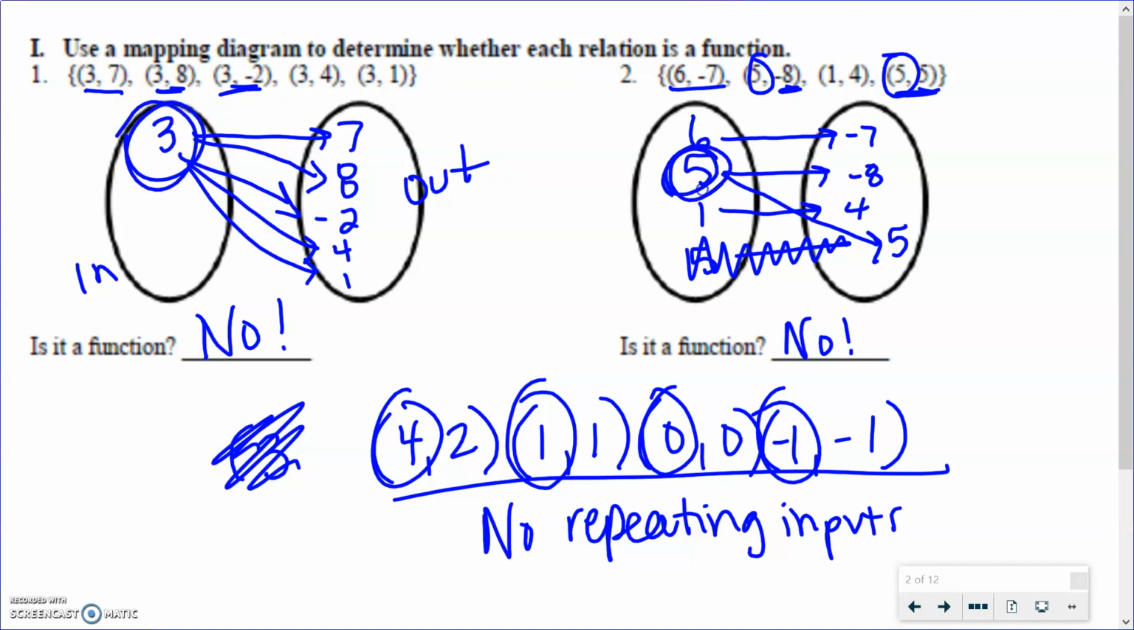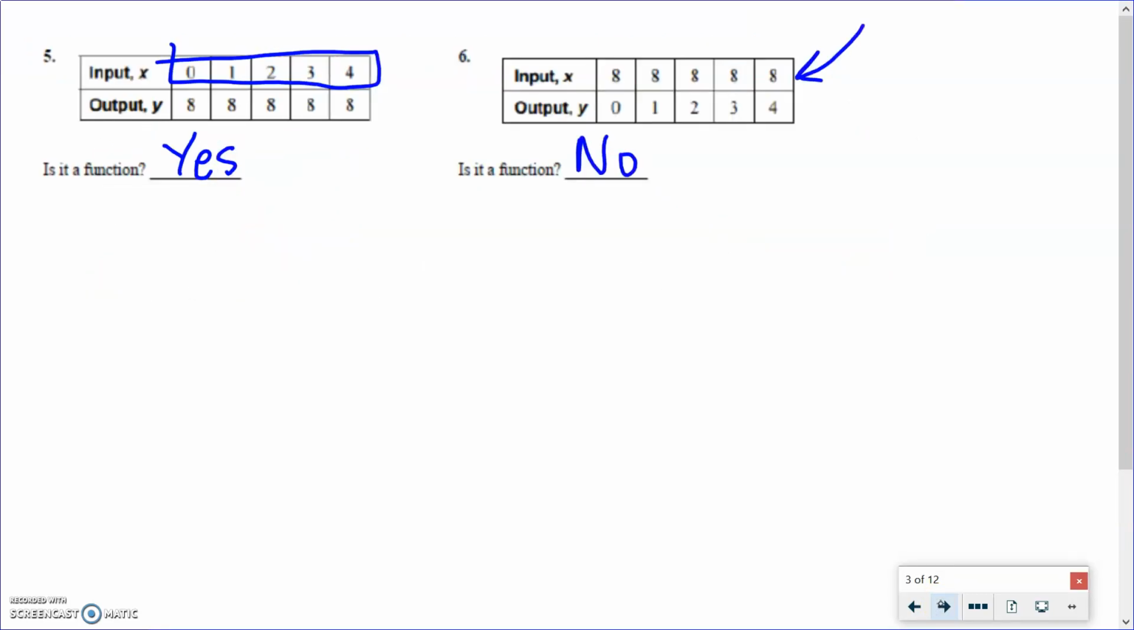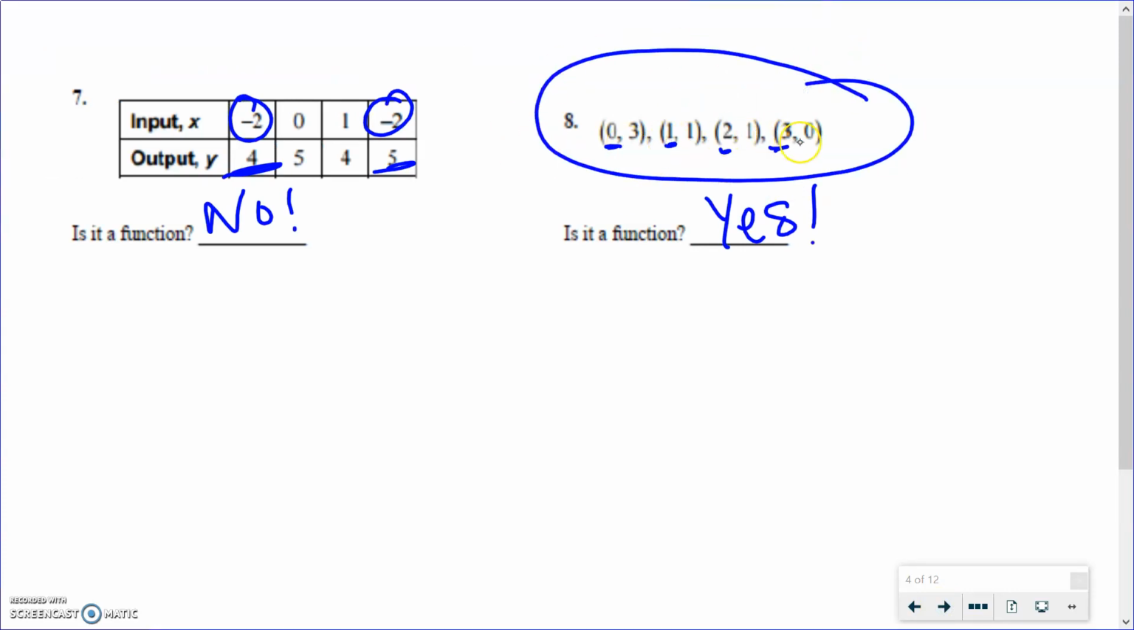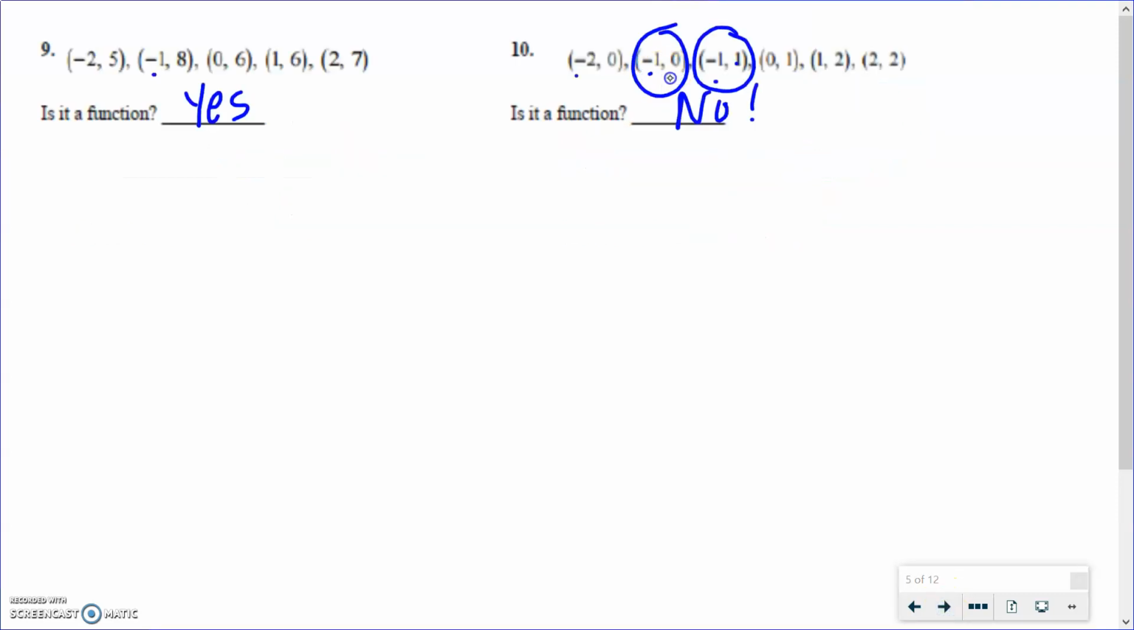So this can't happen and this can't happen. Remember, when we're looking at a table, if an input repeats and it has a different output, that's not okay. That makes it not a function. But if all the inputs are different, then it is a function. And if we have points, as long as all the inputs, or the x values, are different, then that is a function. And if they are the same and they have different outputs, like these guys here, remember, that's what made it not a function.